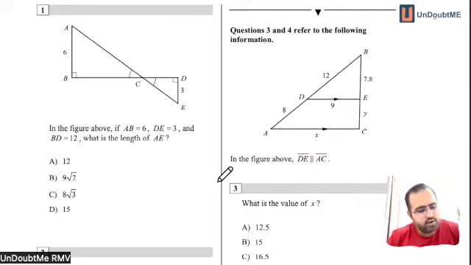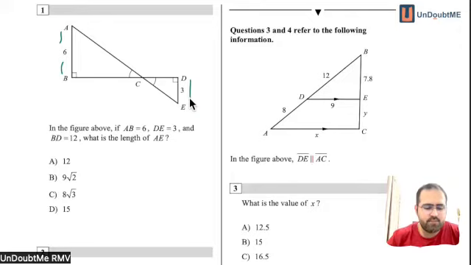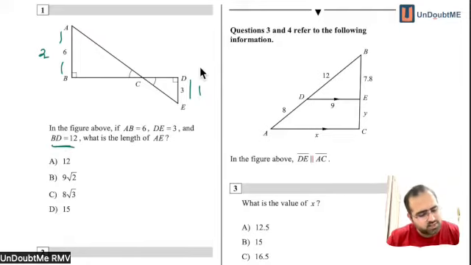For example, this AB and DE are corresponding, and BC and CE are corresponding, and CE and AC are corresponding. So that is giving me an idea that this is a 2:1 ratio. If the value of BD is 12, the whole BD is 12, we need to find AE. If BD is 12, can you divide BD in the ratio of 2:1? How do we divide any length in a ratio?